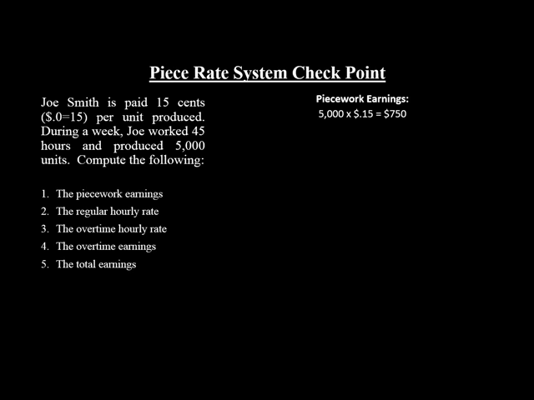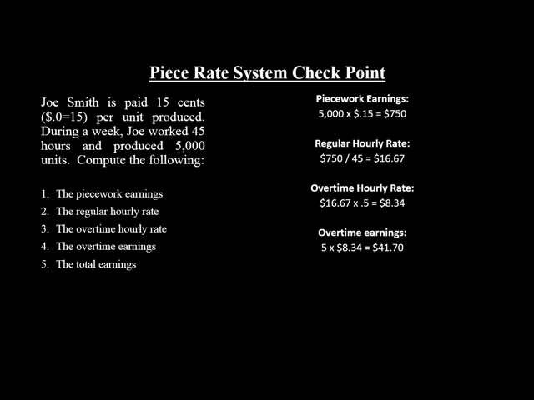The regular hourly rate is calculated by dividing $750 by 45 hours to give us $16.67. The overtime hourly rate is calculated by taking the $16.67 multiplying by 0.5 to determine the overtime hourly rate is $8.34. The overtime earnings are calculated by taking the 5 hours of overtime multiplied by $8.34 equals $41.70 overtime earnings.